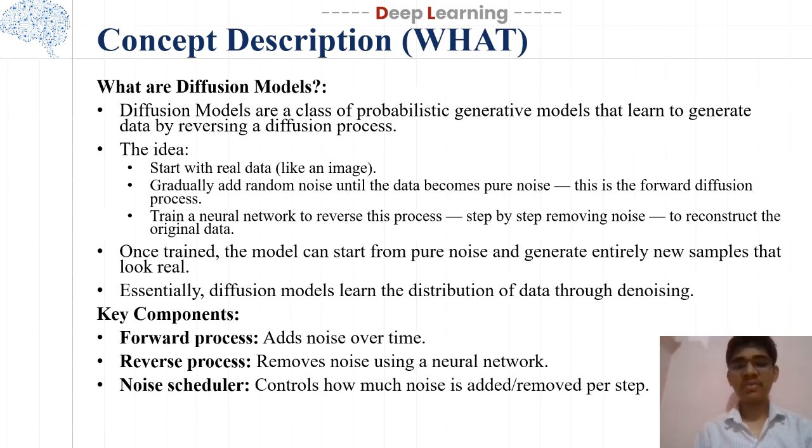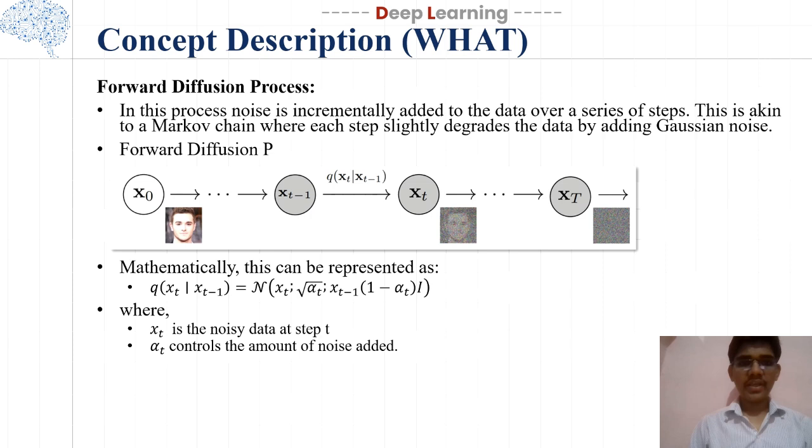The key components of the diffusion model are the forward process that adds noise, the reverse process that removes it, and the noise scheduler that decides how much noise to add or remove at each time step. In the forward process, noise is added to the data over several steps, kind of like watching a clean picture slowly getting covered by static. This process can be described mathematically, but conceptually, it's just a gradual degradation of the data using Gaussian noise. The goal is to simulate randomness until the data becomes indistinguishable from noise.